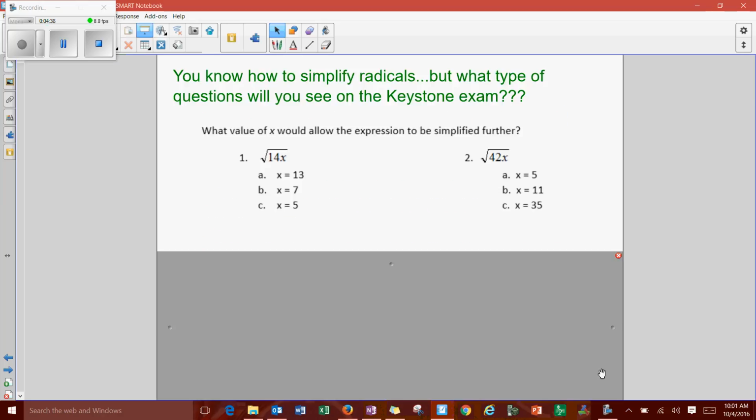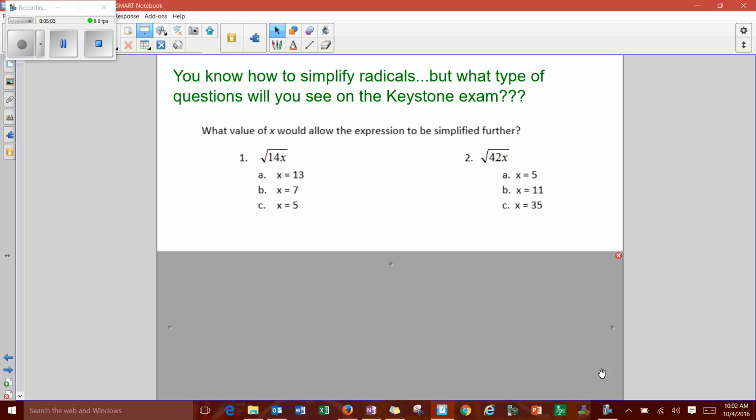All right, guys, so now that you have done some more practice with simplifying radicals, let's get into it. On the Keystone, you're going to see harder problems. They're not going to ask you just to simplify a radical. So let's look at a couple examples. These are types of problems that you would see on the Keystone. What value of x would allow the expression to be simplified further? Keep in mind, what does simplified further mean?